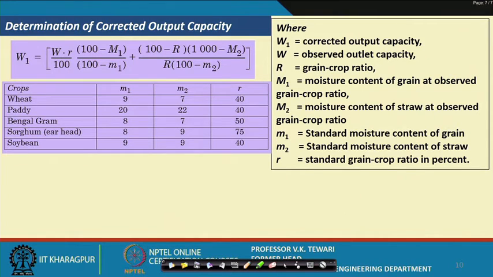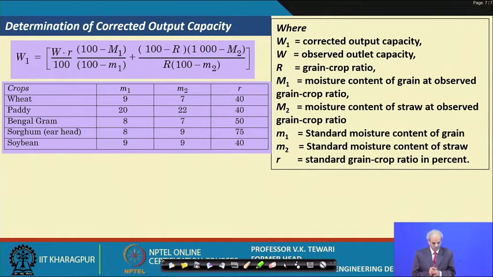This is particularly with respect to M1, M2, which talk of the moisture content of grain at observed grain crop ratio and moisture content of straw at observed grain crop ratio of grain and straw. So, similarly, we need to know about the standard moisture content of the grain and standard moisture content of the straw.